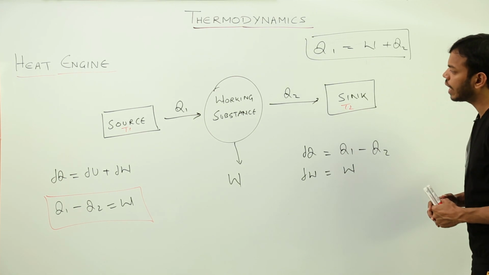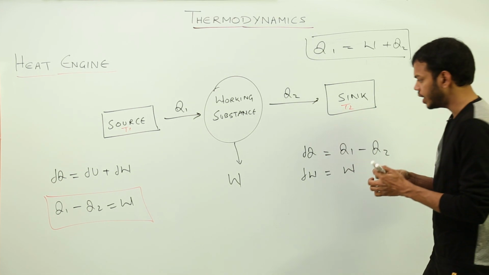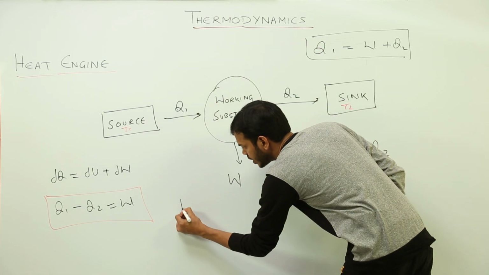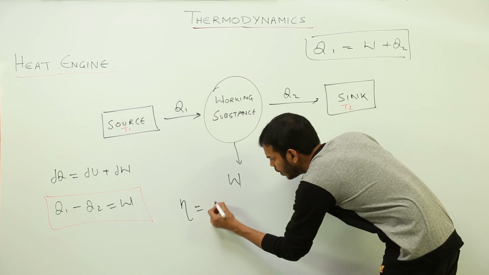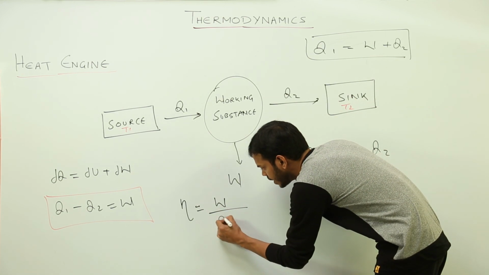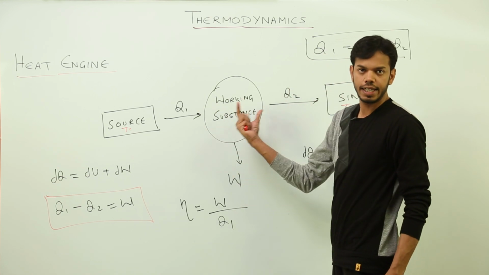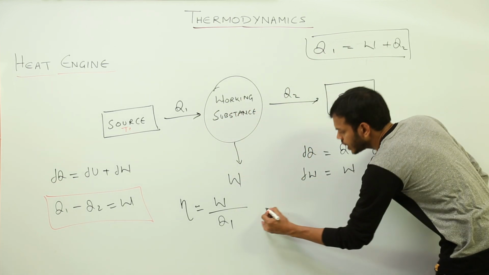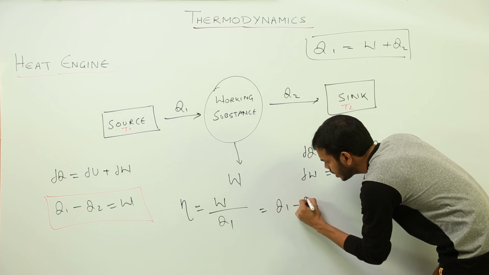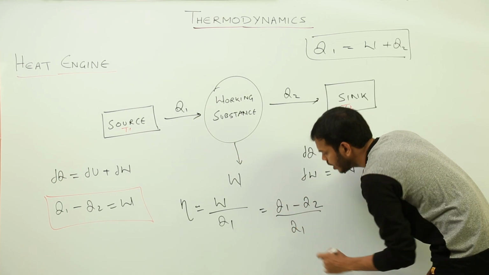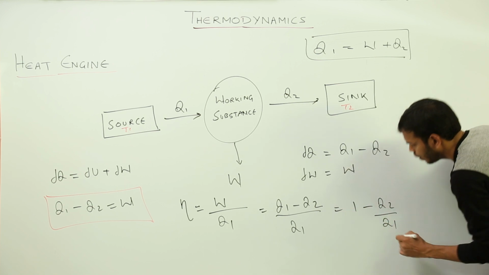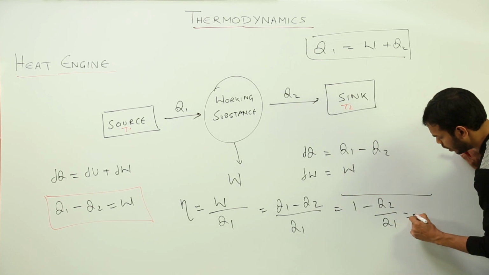Also, if we have to calculate the efficiency of this engine, how can we calculate efficiency? Okay, I'll write it here. Efficiency is what? Total work done by the engine or the working substance upon the heat taken, heat absorbed. So what is work done? This is Q1 minus Q2, so Q1 minus Q2 upon total intake of heat. So this comes out to be 1 minus Q2 upon Q1, right? This is equal to efficiency.